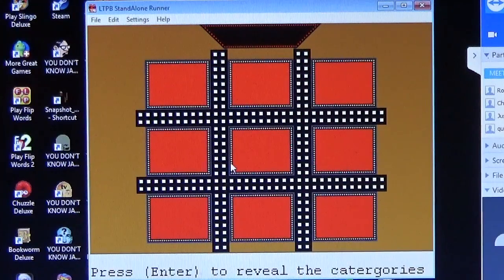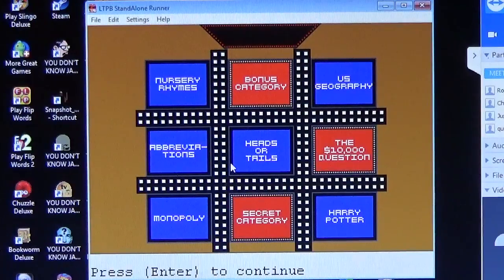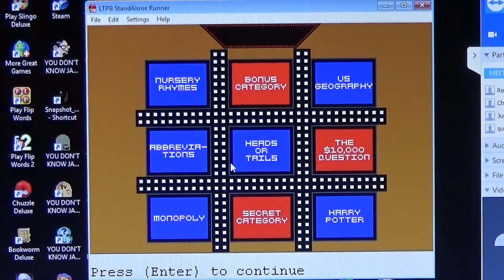And here are the 9 categories we'll be doing in this second game. We have nursery rhymes. We have the bonus category. If you choose that bonus category, I'll ask you a 3-part question. Answer the 3-part question correctly, you'll get another turn immediately. We have U.S. geography, abbreviations, heads or tails, the $10,000 question, Monopoly, secret category, and Harry Potter. Justin, which category would you like to start with?